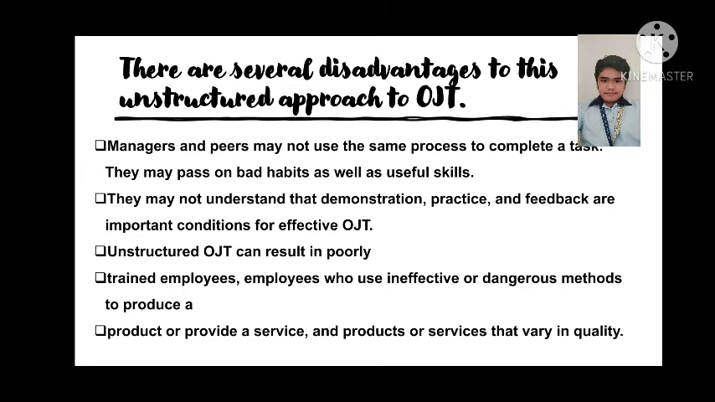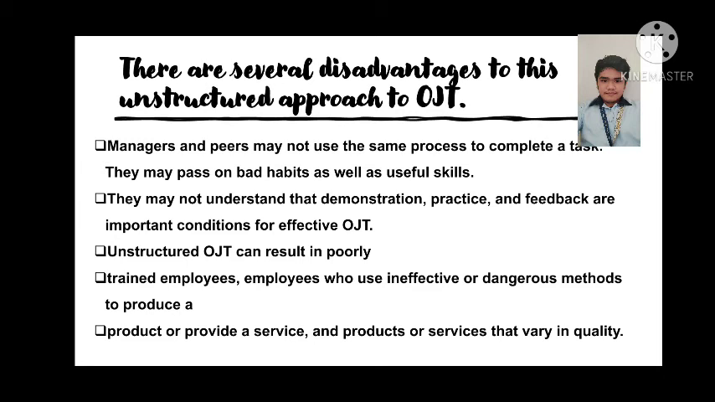They may not understand that demonstration, practice, and feedback are important conditions for effective OJT. So yun nga, kapag hindi structure o yung hindi maayos yung pagkakaayos ng isang OJT, hindi nila maunawaan or hindi nila malalaman kung ano yung pinaka-importanting aspect. Yun. Isa yung demonstration, practice, and feedback. Kung saan dito, mas matututunan ng isang trainees kung ano yung dapat nilang gawin sa pamamagitan ng actual interaction dun sa managers and peers nila.